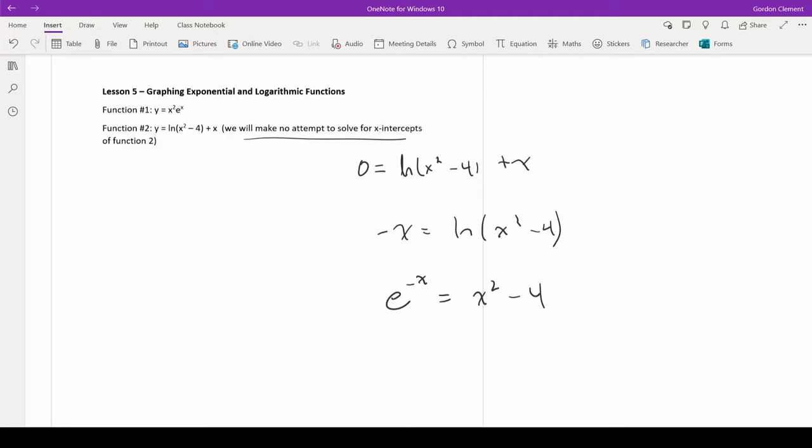So this graph has, I think, at least one x-intercept. I forget where. We'll just kind of estimate in our picture once we draw it. You'll see how it works.